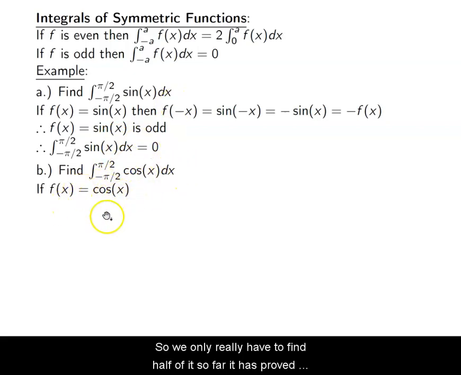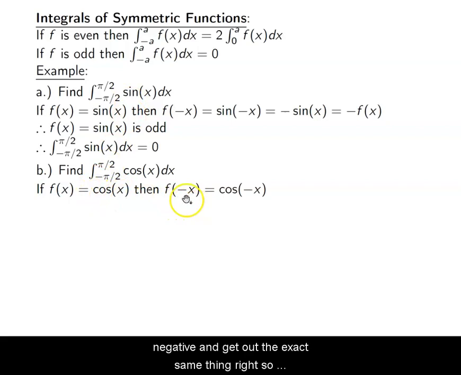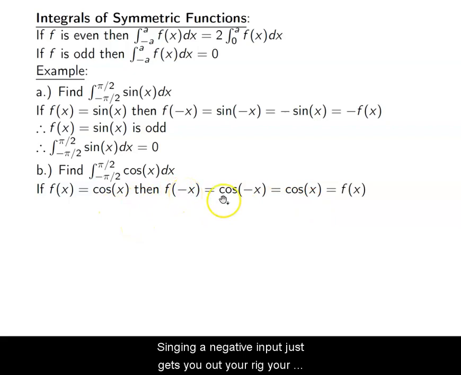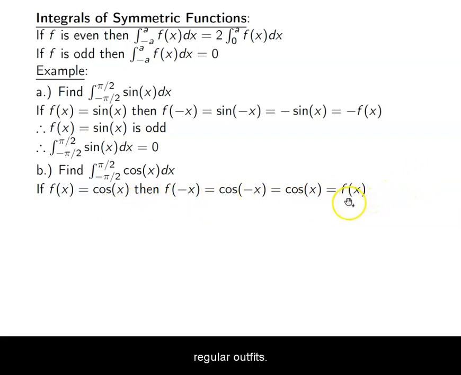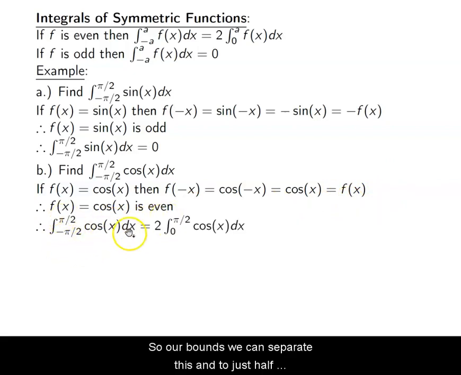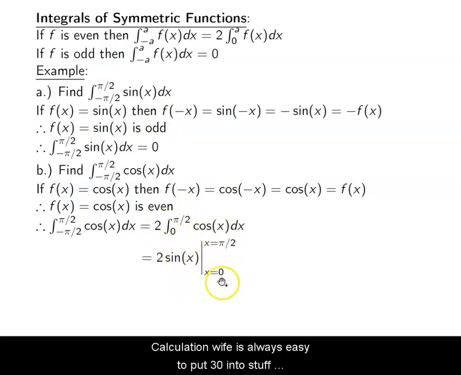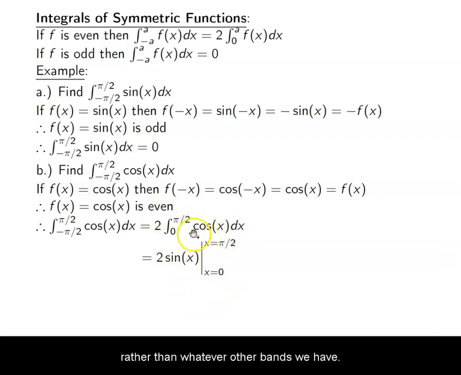First, let's prove that it's even. For an even function, if I plug in a negative, I get out the exact same thing. So if I plug negative x into cosine, it's the same as cosine of x. Plugging in a negative input just gets you your regular output. That's the definition of an even function. So we can separate this to just half of an interval and then double that value, which is easier calculation-wise because it's always easy to plug 0 into stuff rather than whatever other bounds we have.